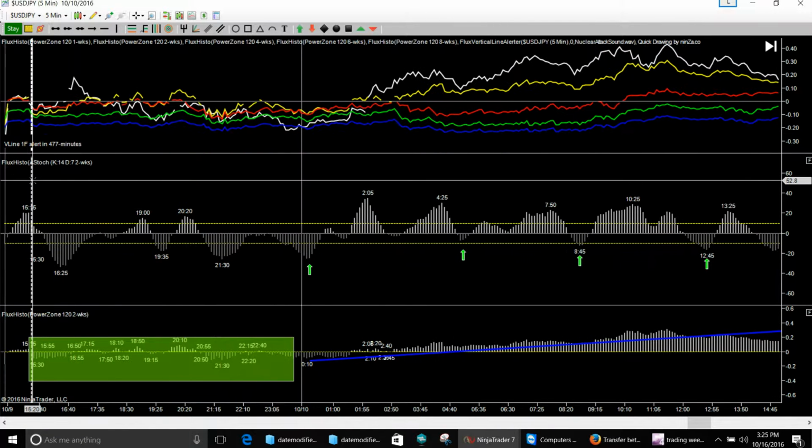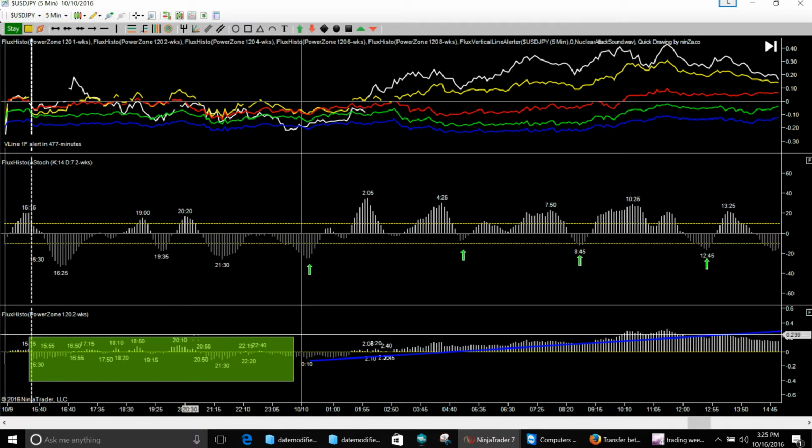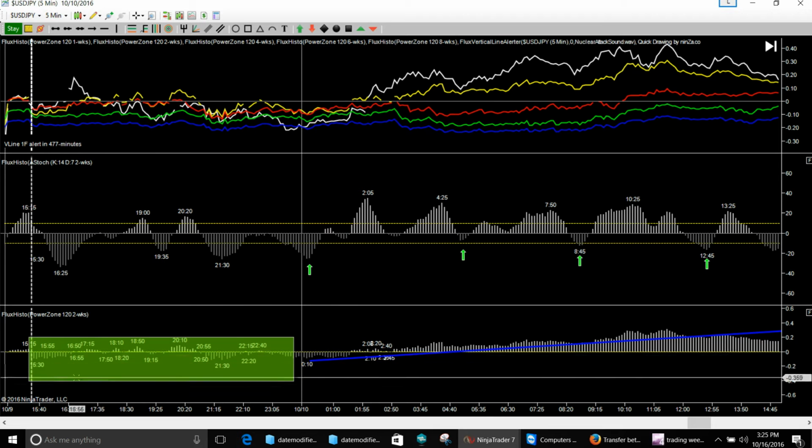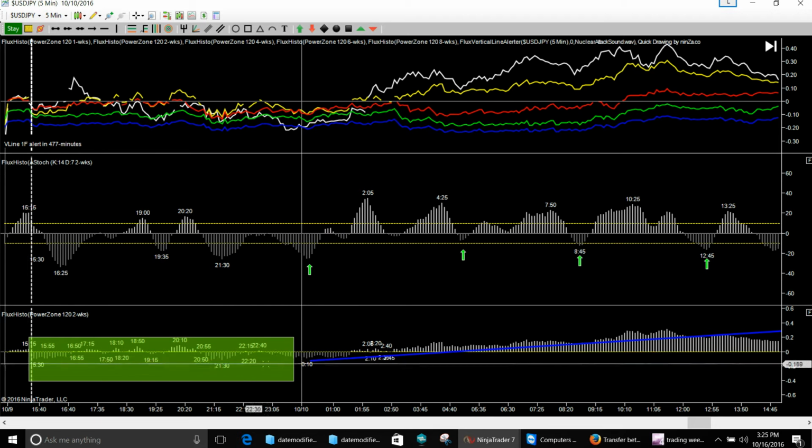Here's the current time on the time marker, the white dotted line, and it's about 3:25 New York time. All right, here's the market. I'm not taking any trades in here because that's the chop, that's the up and down movement.